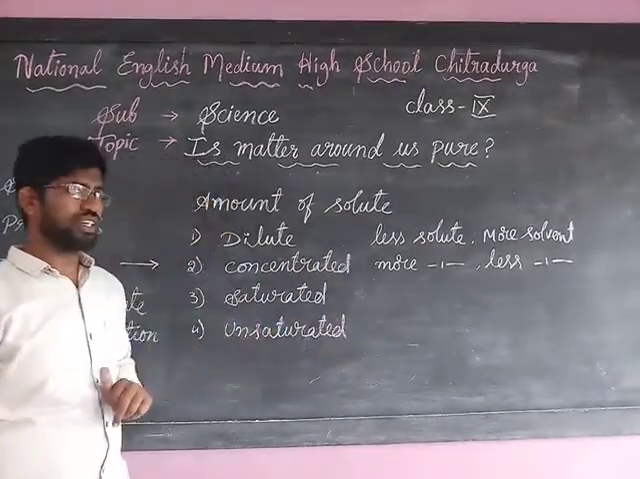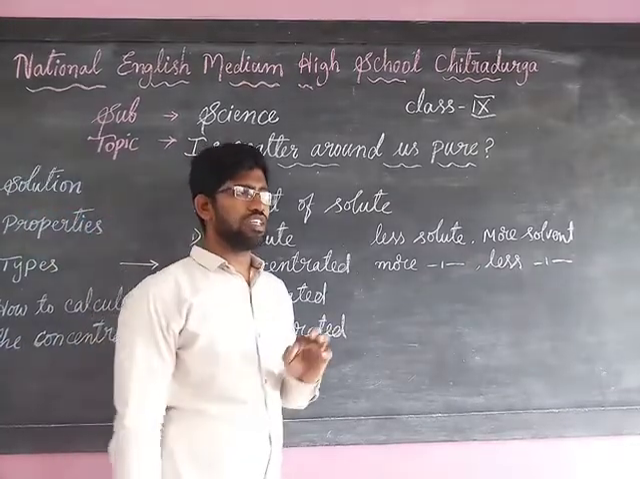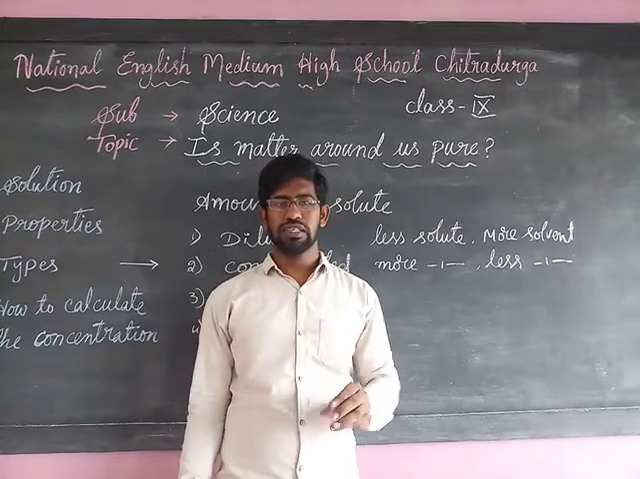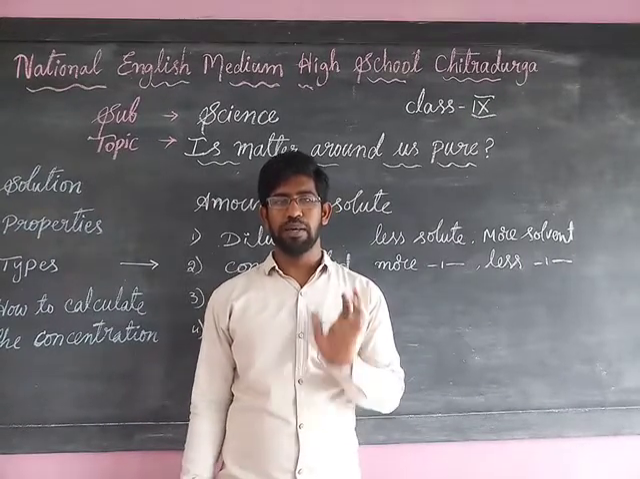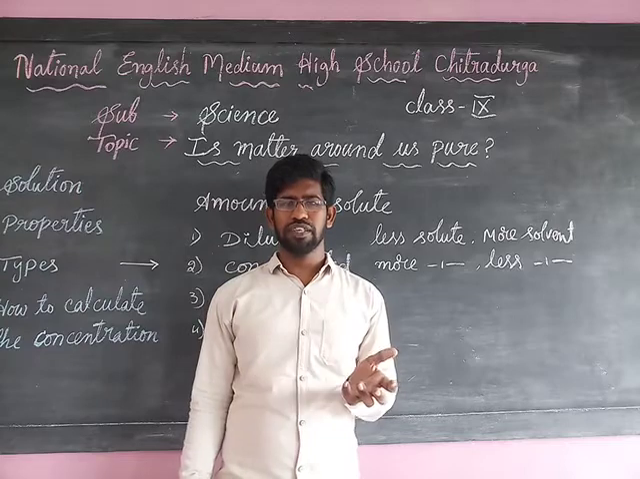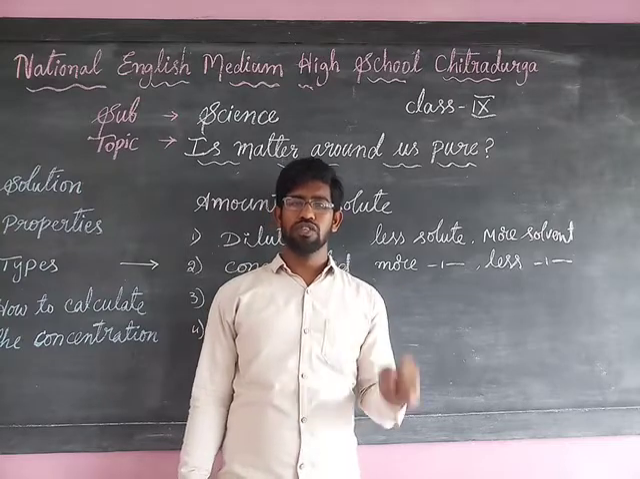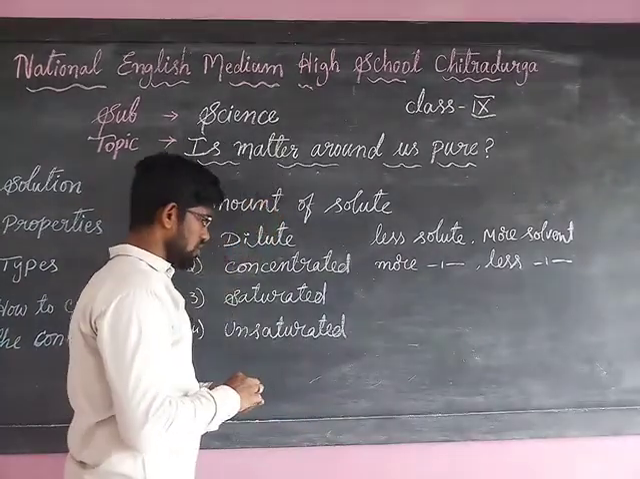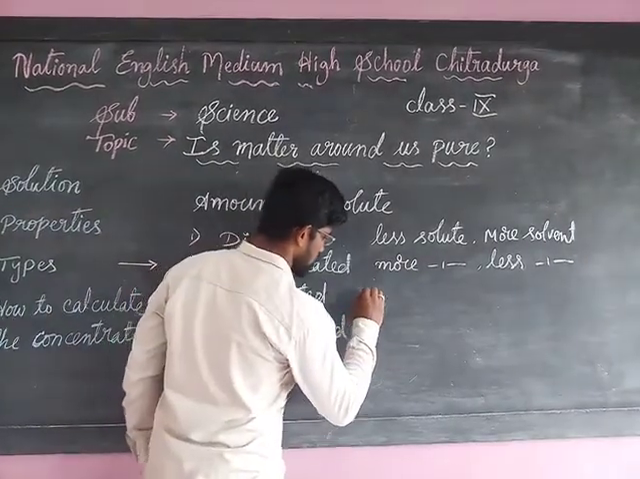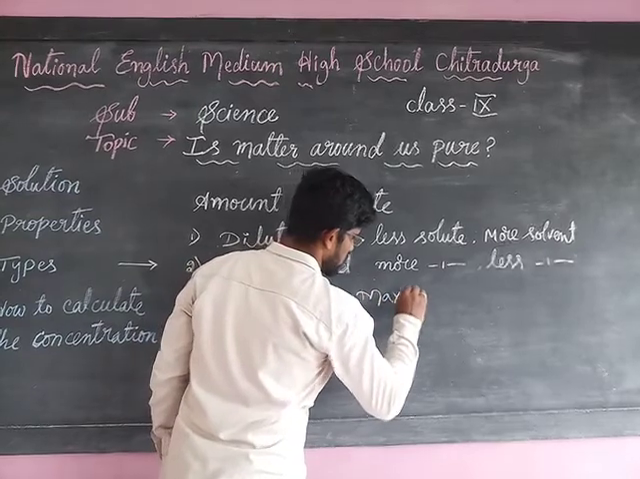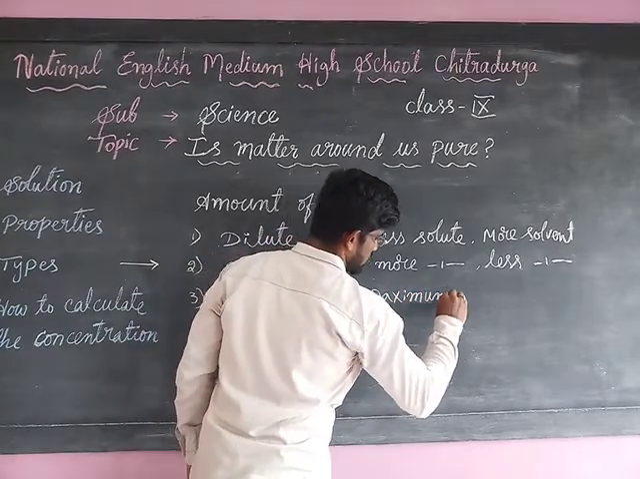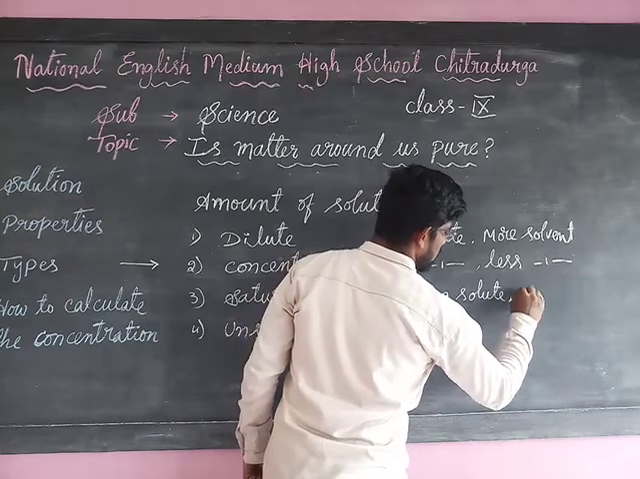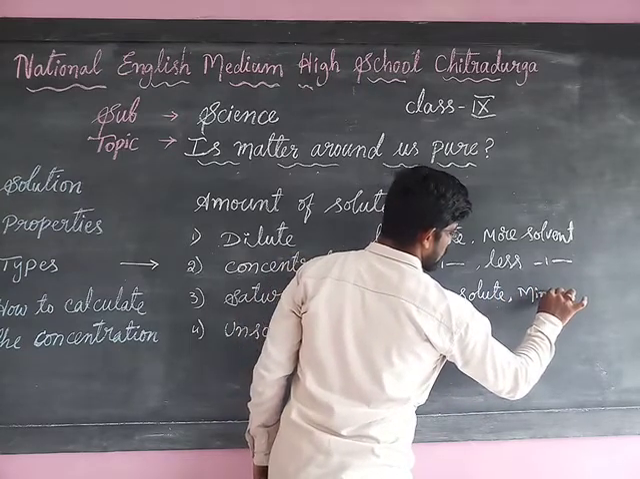Then next is saturated. The saturated type of solution is one in which the maximum amount of solute is dissolved into the solvent at a given temperature. Otherwise we can say no more solute can dissolve into the solvent at a given temperature. So that is maximum solute and minimum solvent.